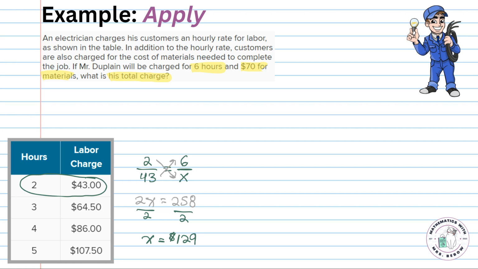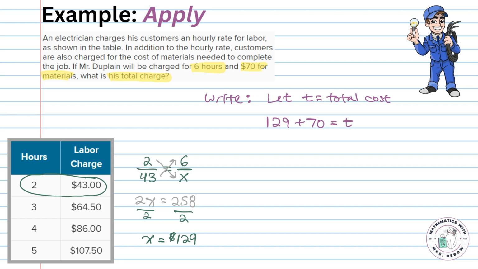So now that we know that for 6 hours this is $129, we can go ahead and write out our equation. I can just organize my work, writing out our equation. We're going to let T equal the total charge or the total cost. And then we have the 129, so that's the cost for the 6 hours, plus the $70 for material, and that's going to equal the total charge.